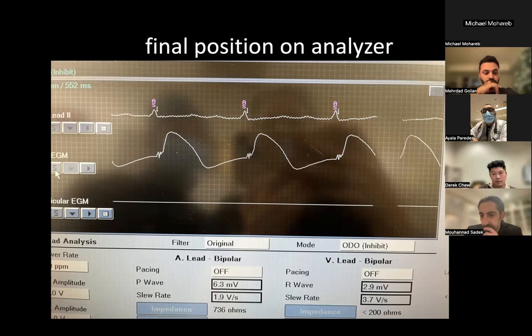I wasn't sure exactly where that little marking is on the A channel, which is connected to the V lead, and it marks with the AS. I'm not sure if anybody's seen that before. I had another case where I had shown Dr. Joza that it looked like it was within the EGM on another case when we were into his position.